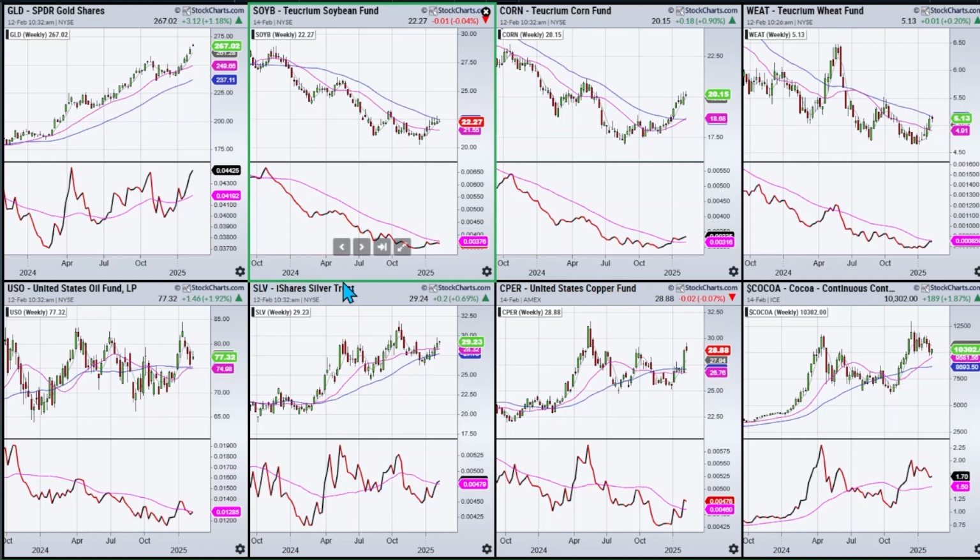I want to start out with the commodities because I've got these all showing up at the same time. I've got about a year's worth of data for each. I've got the simple 18 and 40 on a weekly chart.